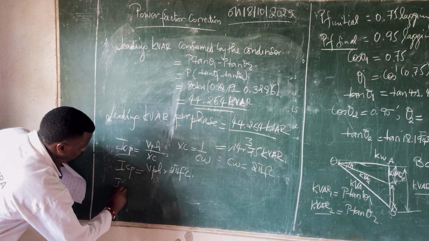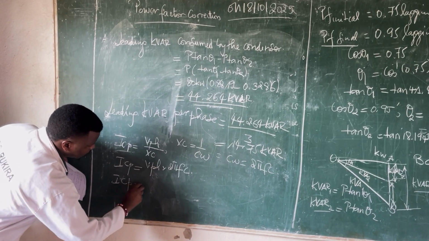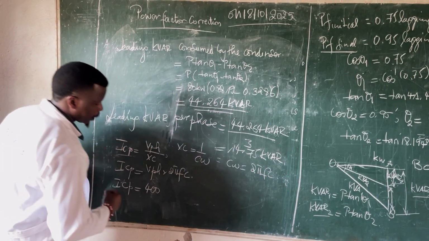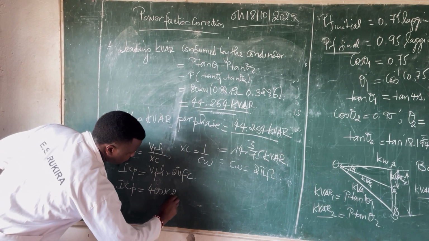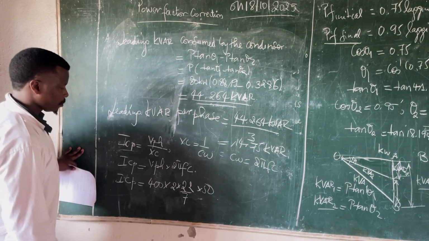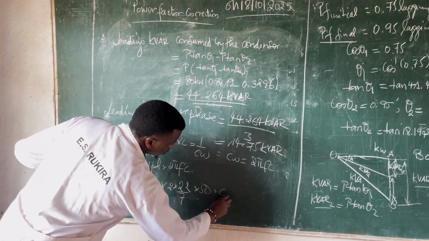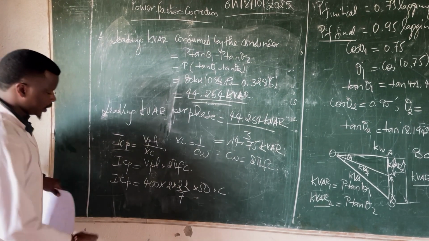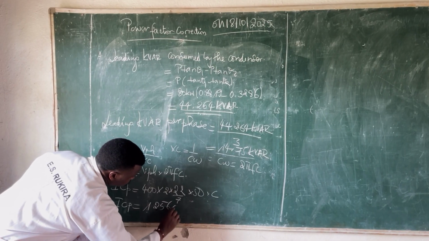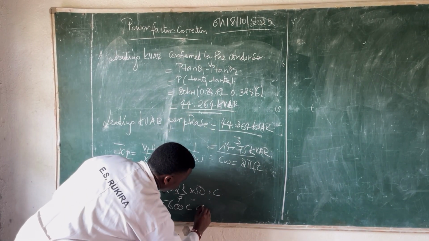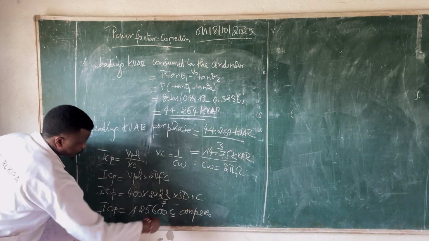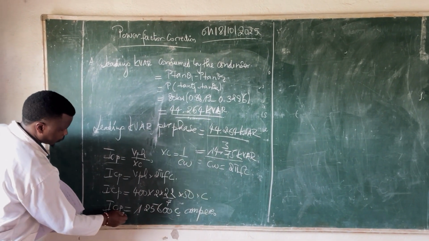Now IC per phase will be equal to, we have 400 volts from the previous equation stated, times 2 times 22 over 7 times 50 times C, where C is the capacitance, which gives 125,600 C amperes. So what you see now, we have C in terms of current.